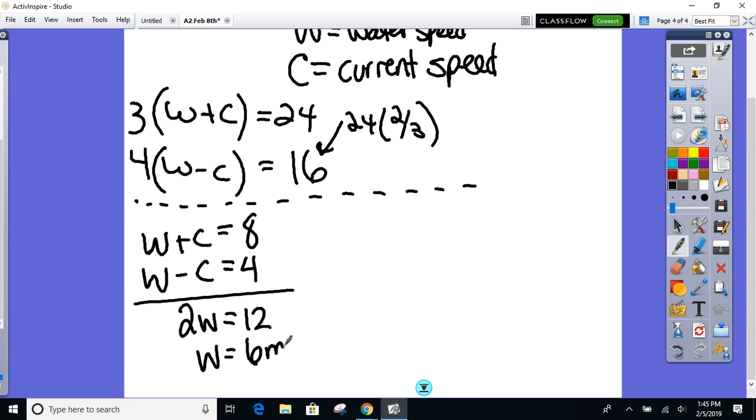6 miles per hour. Make sure you can find the current speed correctly. And the current speed would be 2 miles per hour.